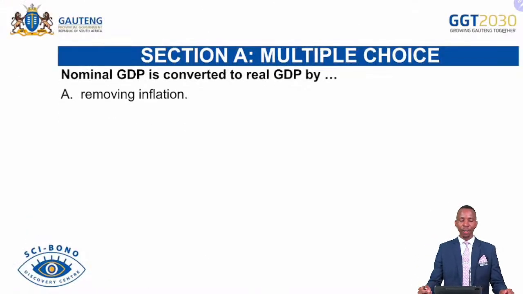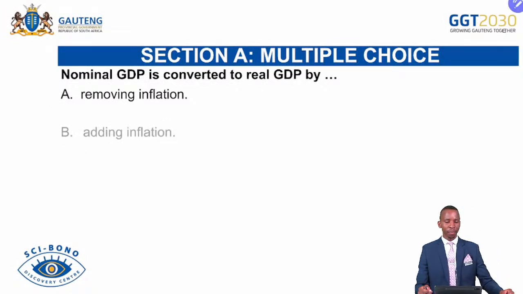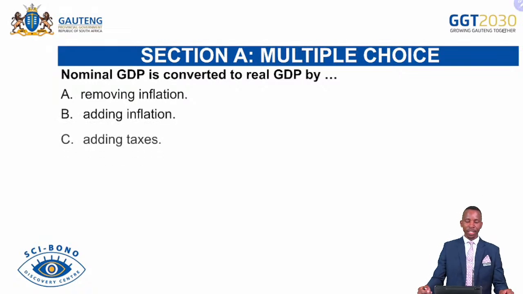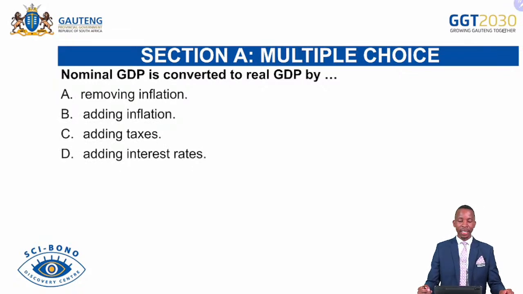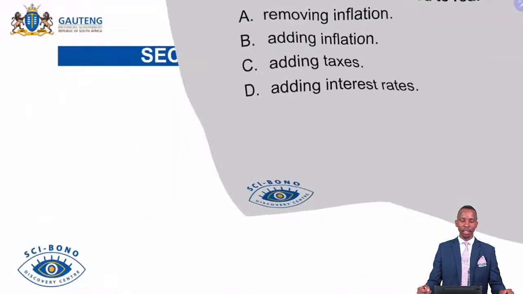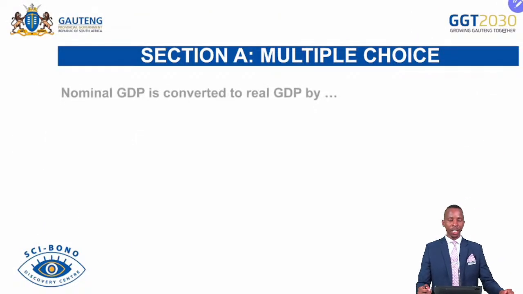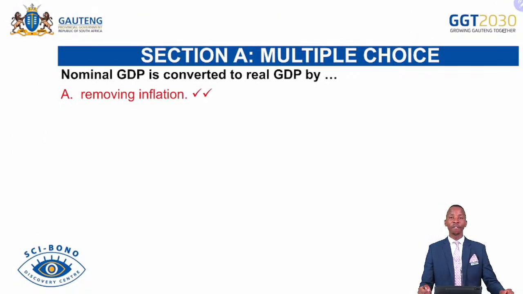And then nominal GDP is converted to real GDP by A, removing inflation, B, adding inflation, C, adding taxes, D, adding interest rates. And then our answer is next. Our answer is answer number A there, which is removing inflation effect.